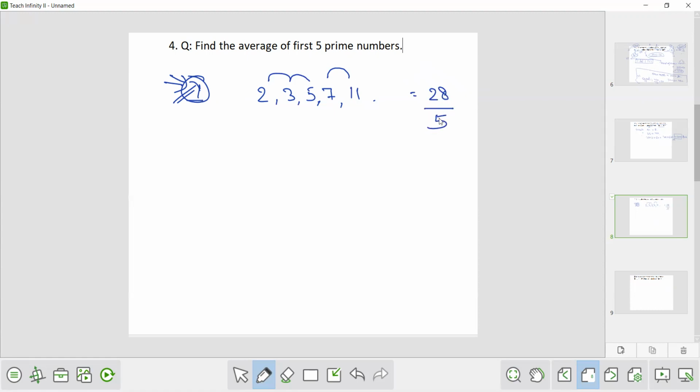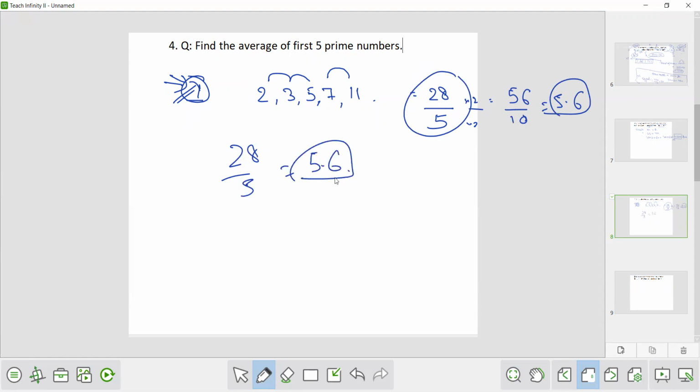So 28 upon 5. Now how to divide by 5? Just multiply by 2 here, so here also it will become 2. So it will become 56 upon 10, that is 5.6. So to enhance your speed, 28 upon 5, just in your mind, 28 into 2 is 56. So 56 by 10 is 5.6. Write it directly. Okay.